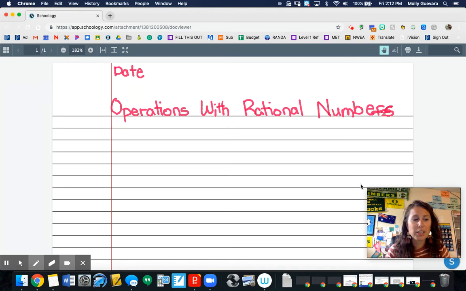Rational numbers are pretty much any number. You can have whole numbers. You can have positive, negative, zero. You can have decimals. You can have fractions. So it's pretty much any number out there. There are some exceptions that you will get to when you take Algebra 2. But for right now, it's basically just any number. It can be a decimal. It can be a fraction. It can be a whole number. It can be zero. It can be positive or negative.